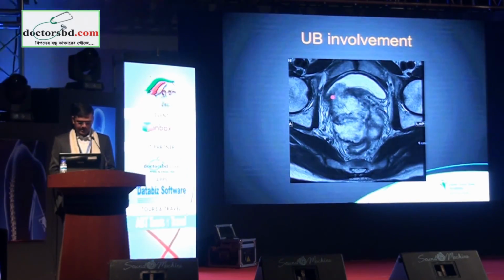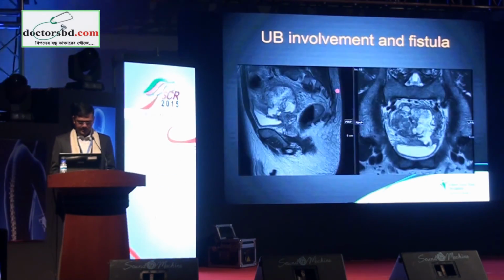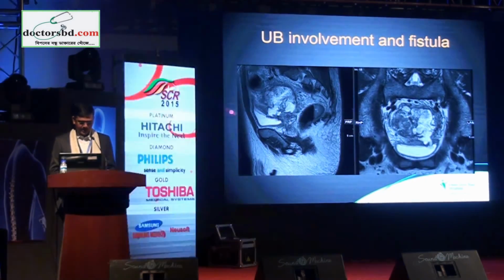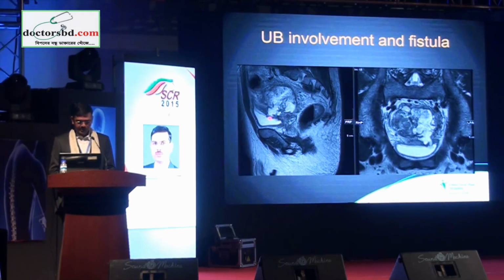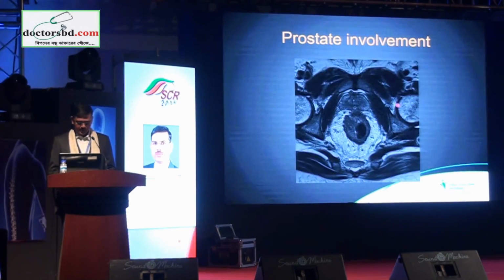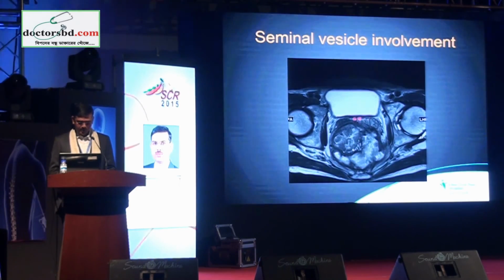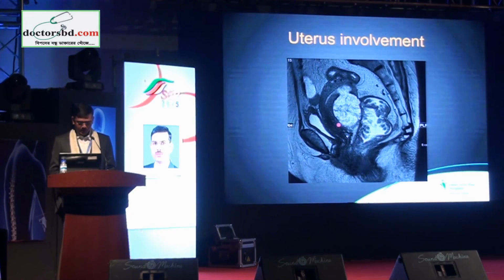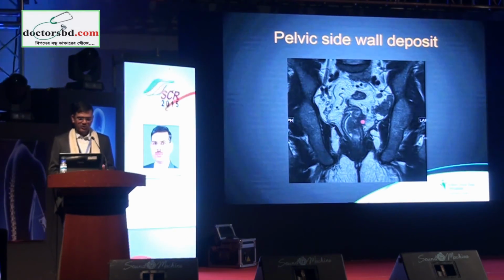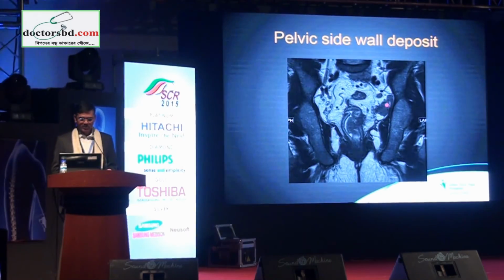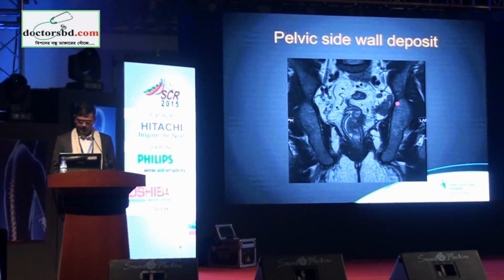Another case, bladder involvement from the right side, where there is a fistula between the tumor and the bladder. In this case the prostate is involved. Involvement of the seminal vesicles, you can see how asymmetric they are. Involvement of the uterus, where the tumor has gone into the endometrial cavity. Tumor which has gone into the pelvic side wall with deposits in the extramesorectal planes.